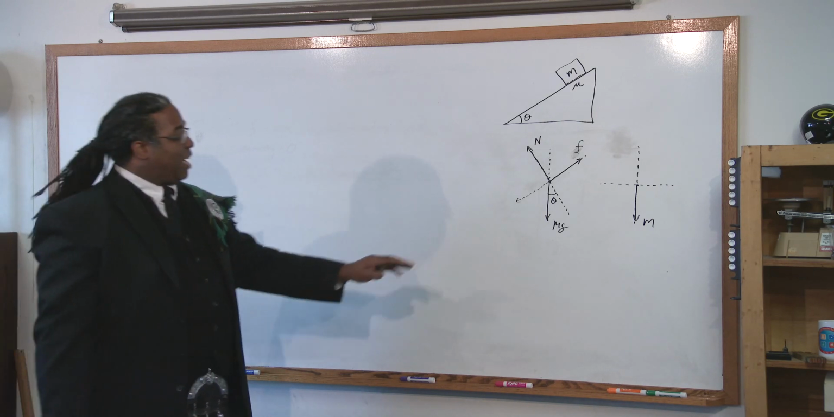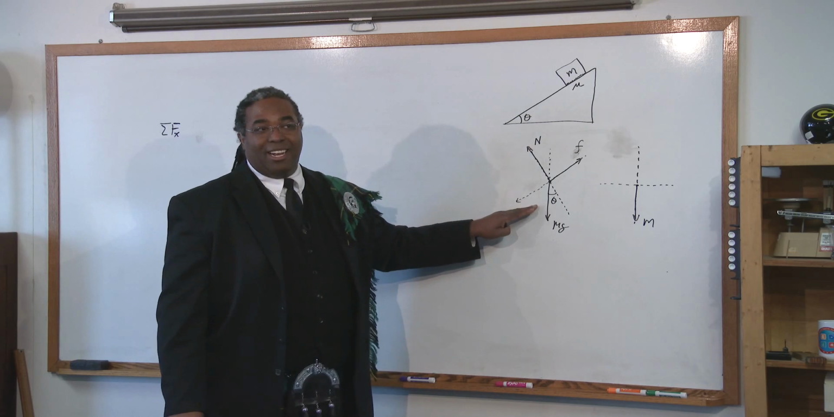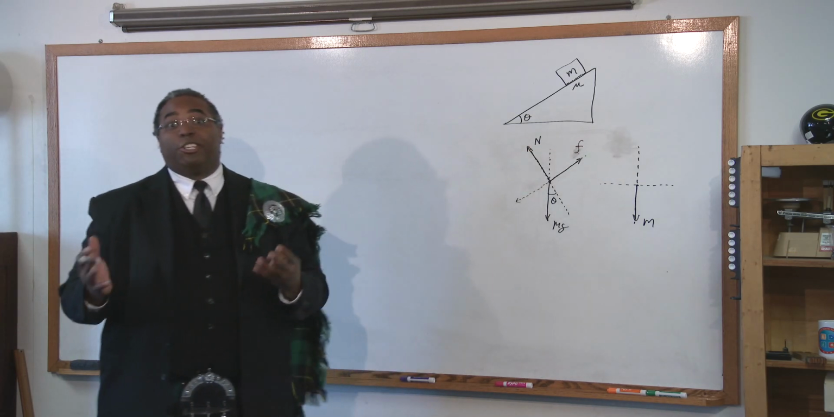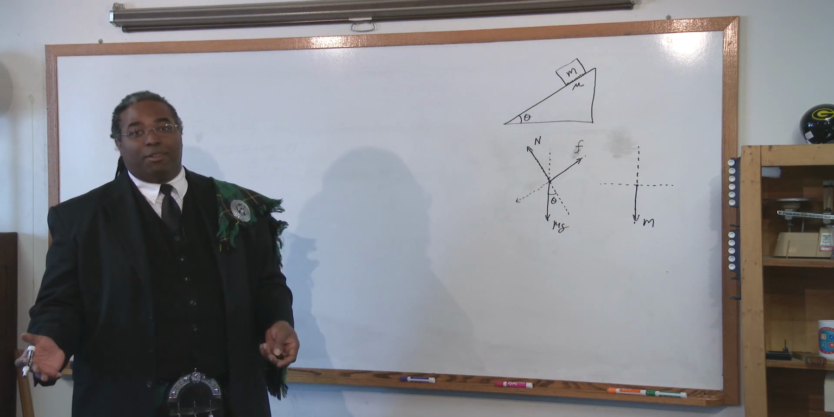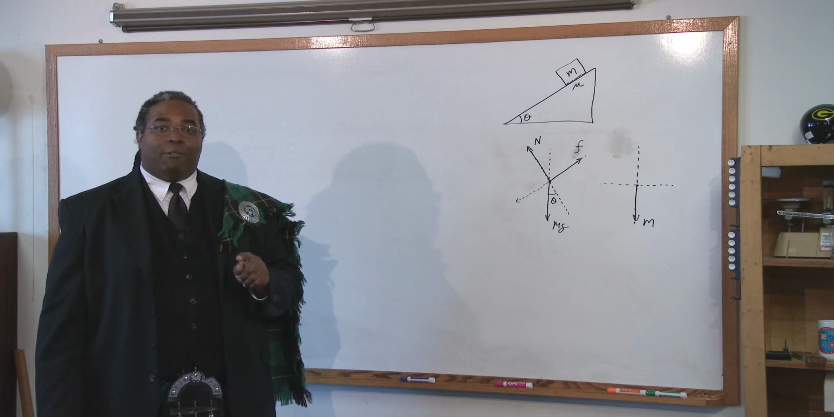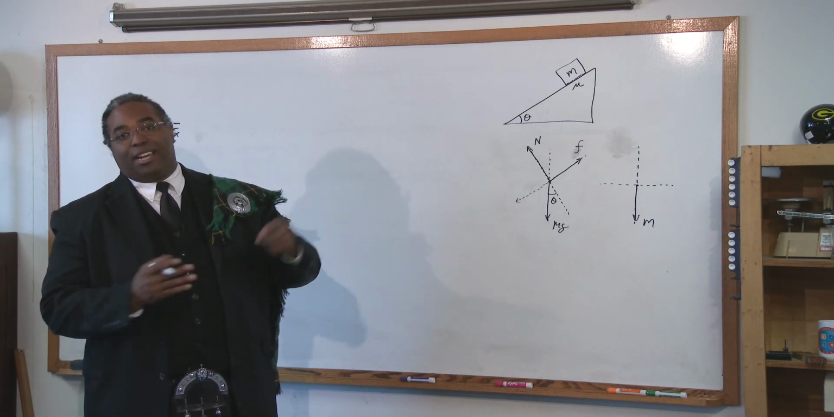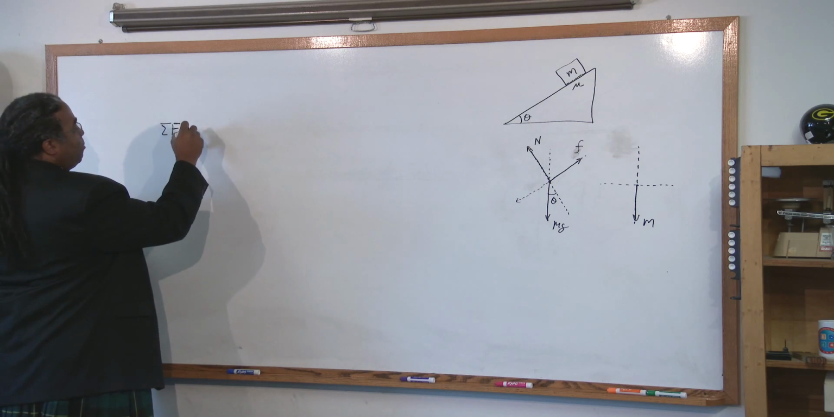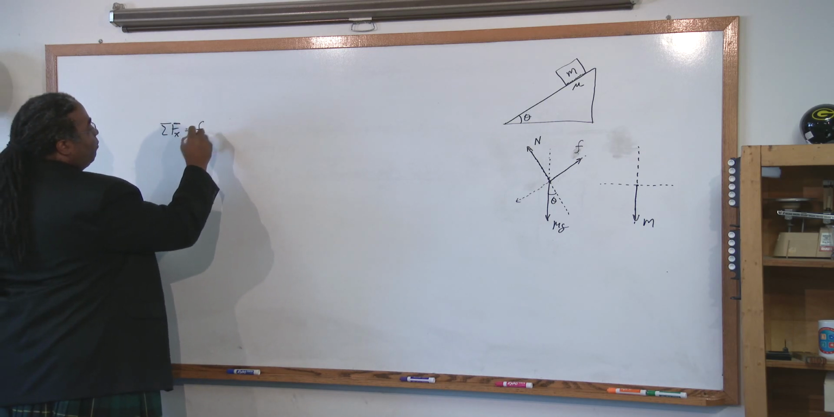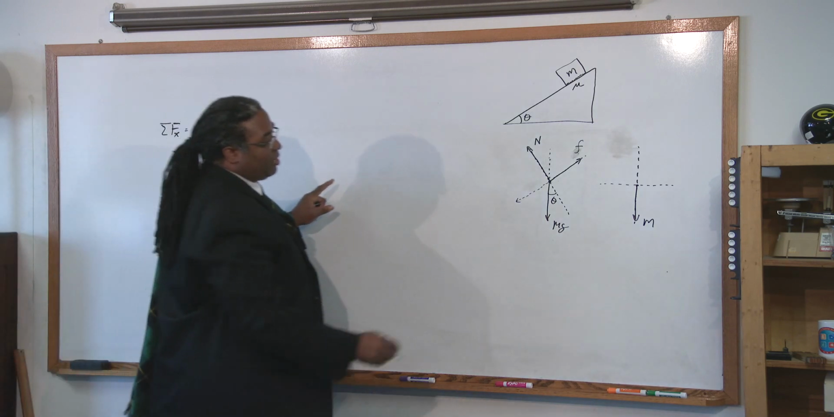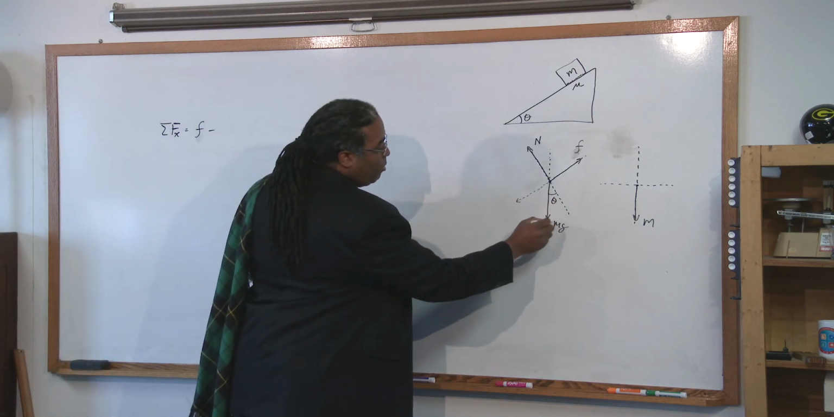You could choose your positive direction to be down the incline, and then your negative direction to be up the incline. You choose. That's the beauty of the problem, your freedom to solve it the way that you feel most comfortable. But for now, I'm just going to call up the incline the positive direction, okay? So that would be equal to the force of friction minus, now notice, gravity has 2 components.